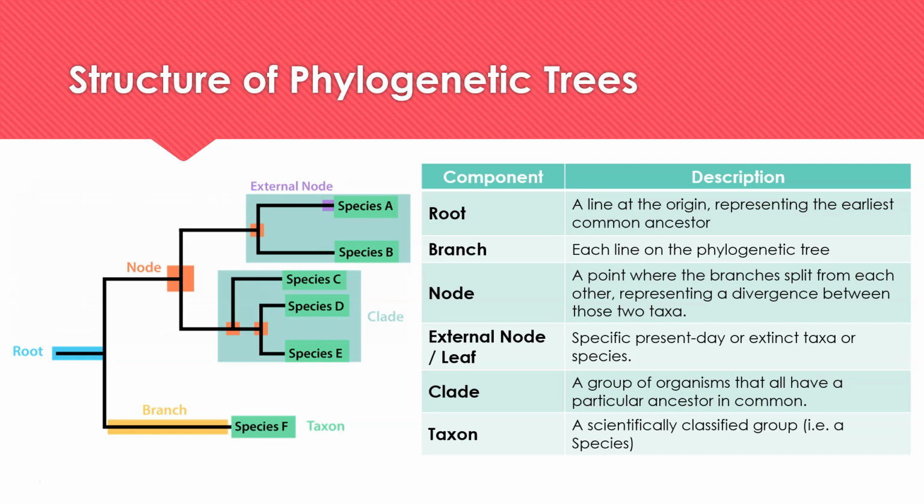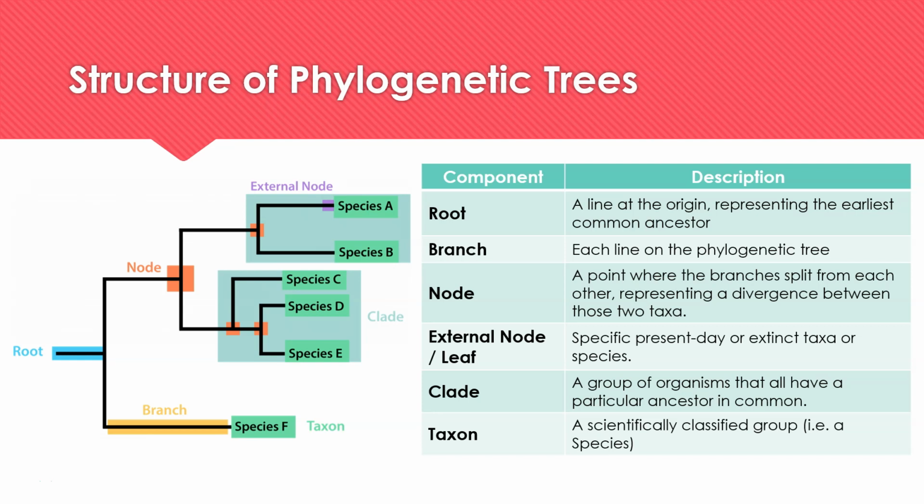Coming off that, you will have branches. These are just the lines on the phylogenetic tree. So all lines here are branches. Any point where you have branches split and become more branches, these are nodes. And this is representing a divergence between 2 taxa, 2 groups of organisms.